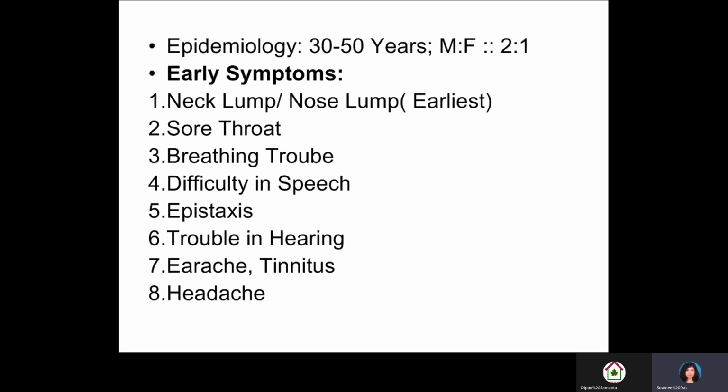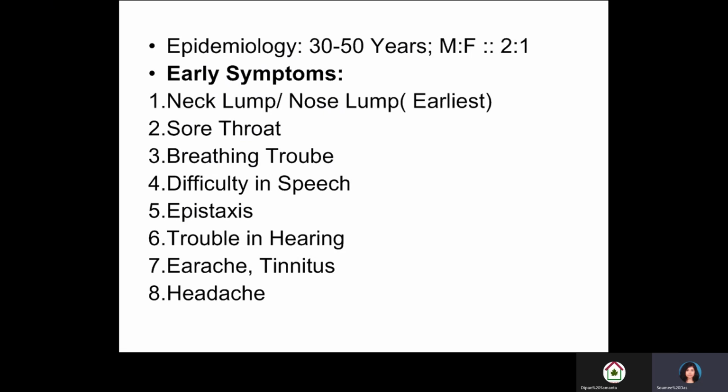It might be associated with epistaxis or nosebleed. This is quite obvious and quite valid in case of nasopharyngeal carcinoma. Next is trouble in hearing. In the advanced stage, it would affect the nerves and cause sensorineural hearing loss, not conductive hearing loss.